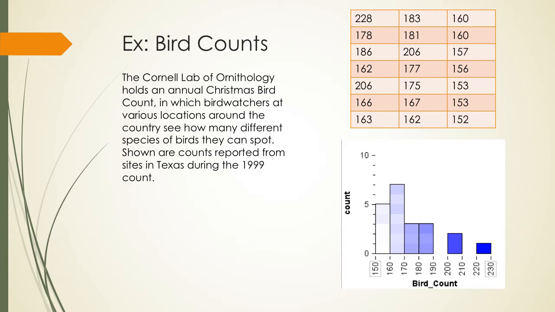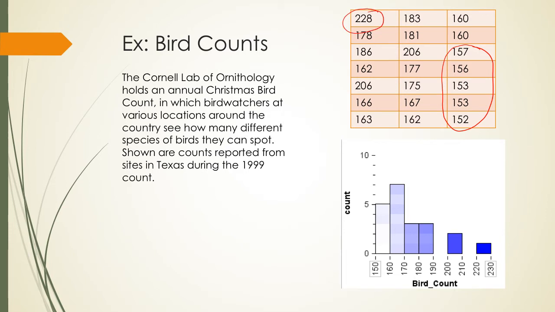A histogram provides a way to organize the data. Here, I've chosen to group the data into bins of width 10. The first bin goes from 150 to 160, the second from 160 to 170, and so on. The first bar has height 5, indicating that there are 5 sites that have a bird count between 150 and 160. We can check this. Here are all of those 5 bird counts. Whereas we can see that there's only one site that had a count between 220 and 230, and that's the 228 count.